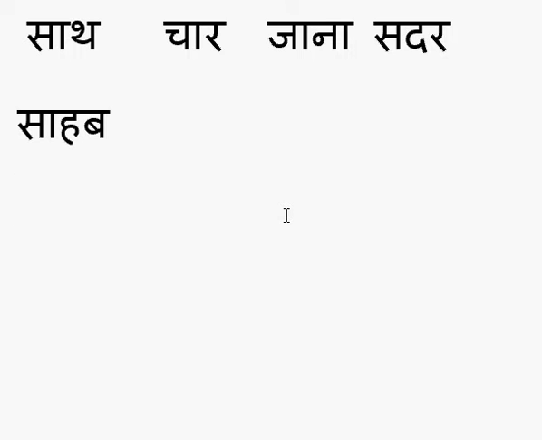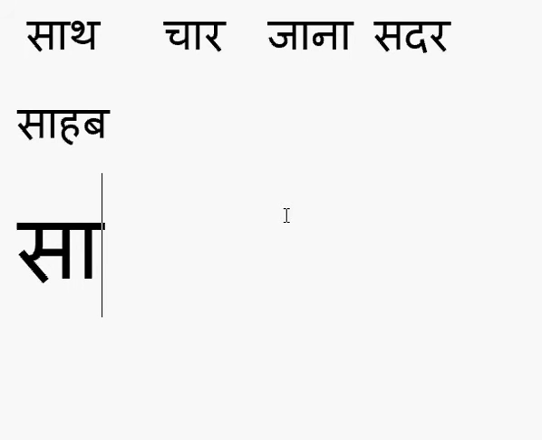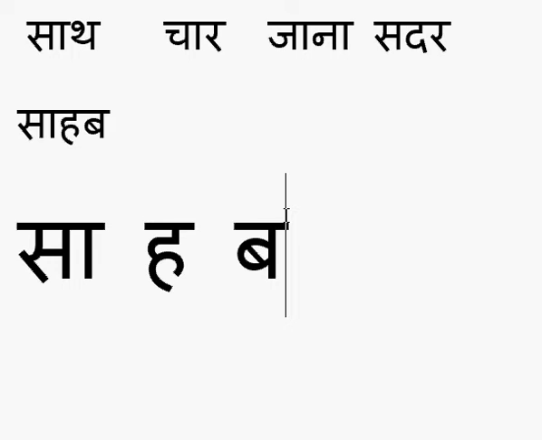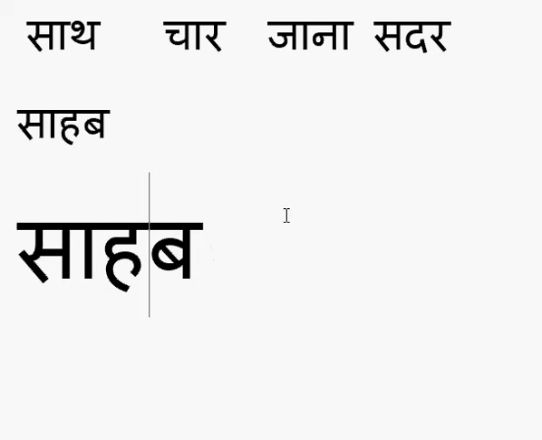Next word has a vowel diacritic R added to Sa, and it becomes like that, Sa, Ha, and Ba. Drop the default vowel on Ba, as it has no diacritic to it. So what we have is Sahab.